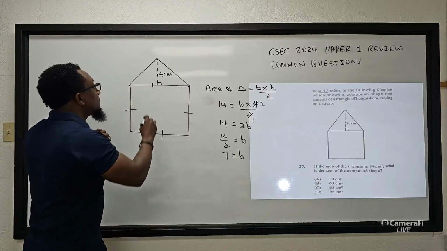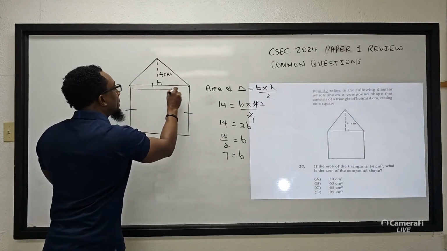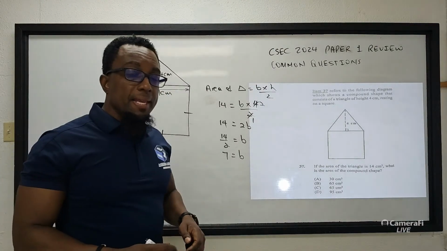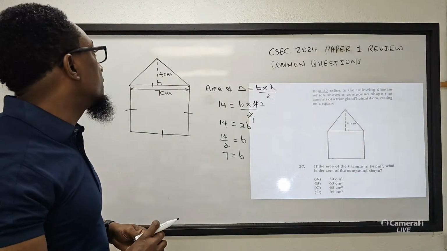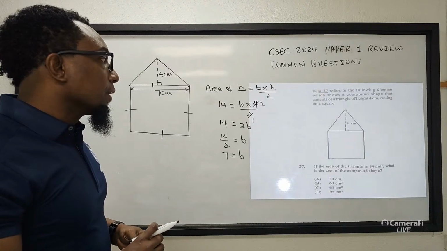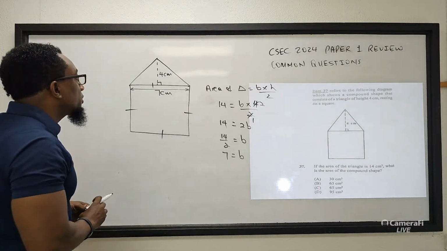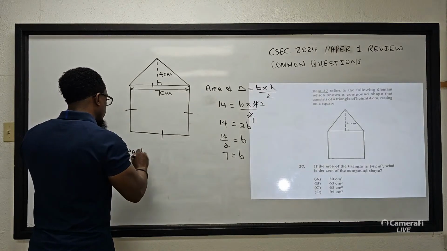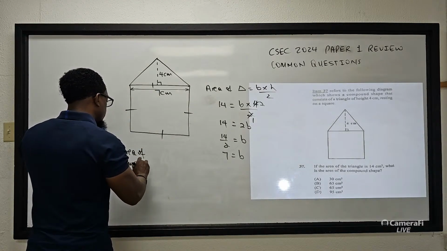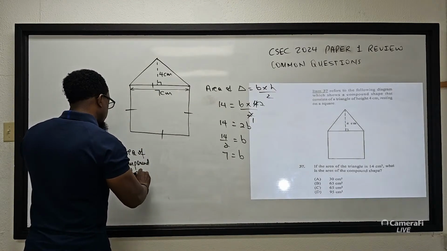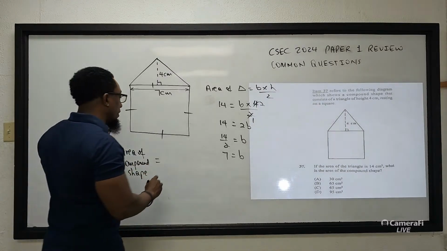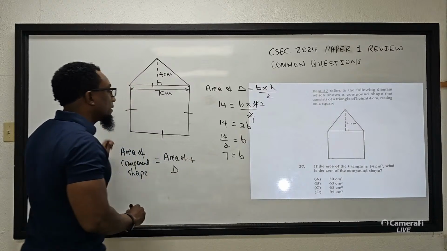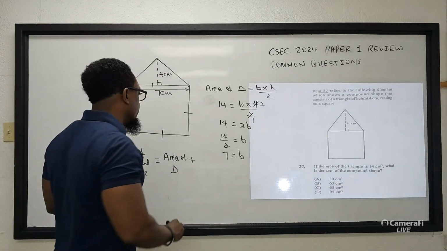So the base of this triangle is 7 centimeters. The height is 4 centimeters. Therefore, when they ask for the area of the compound shape, the area of the compound shape is equal to the area of your triangle plus the area of the square.